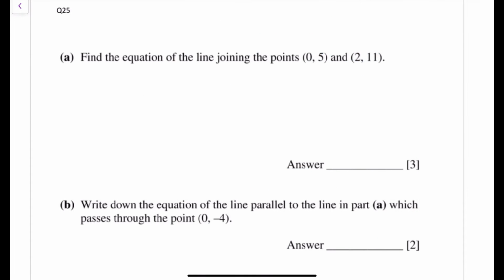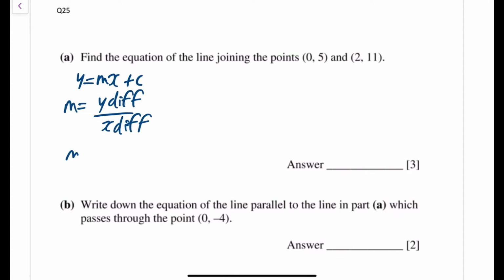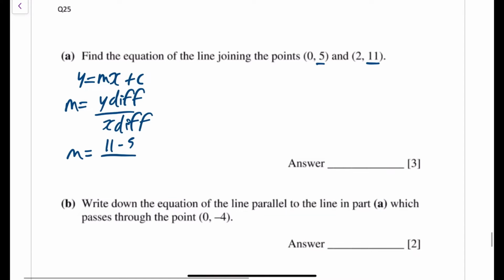This is a coordinate geometry question where we have to find the equation of the straight line joining the points (0, 5) and (2, 11). First of all, I'd write down my general equation of a straight line, which is y equals mx plus c. Always the first thing I do is find the gradient, which is your y difference over your x difference. So 11 minus 5 is 6, over 2 minus 0, which is 2. My gradient is equal to 3.